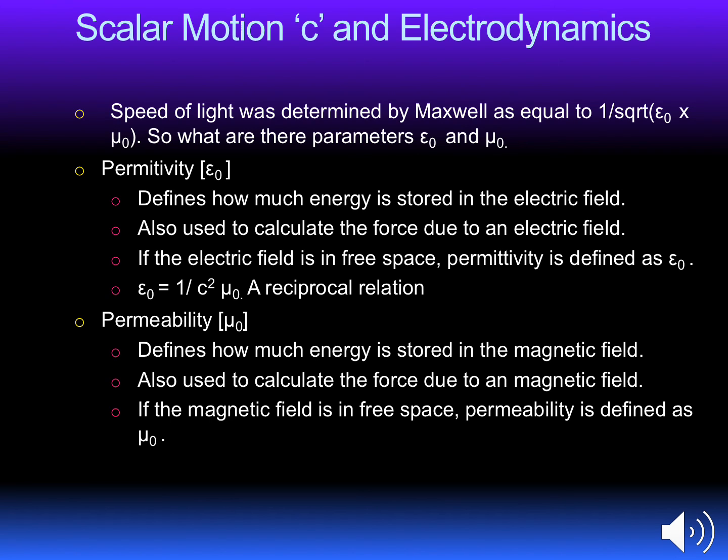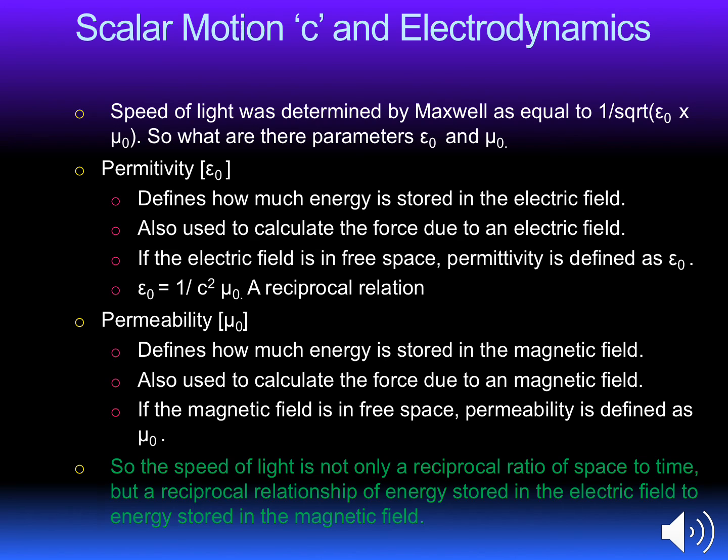Now, permeability, mu 0, defines how much energy is stored in the magnetic field. It's also used to calculate the force due to a magnetic field. And if the magnetic field is in free space, permeability is defined as mu 0. So the speed of light is not only a reciprocal ratio of space to time, but it's a reciprocal relationship of the energy stored in the electric field to the energy stored in the magnetic field.